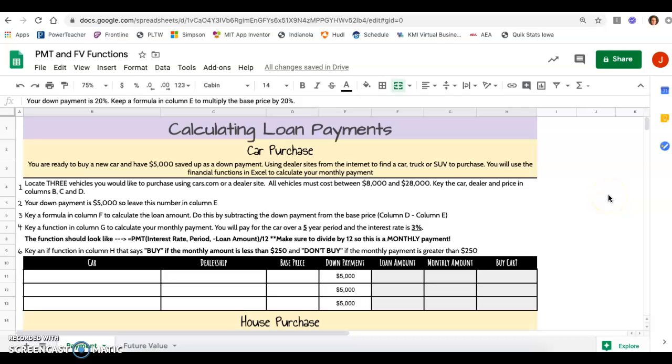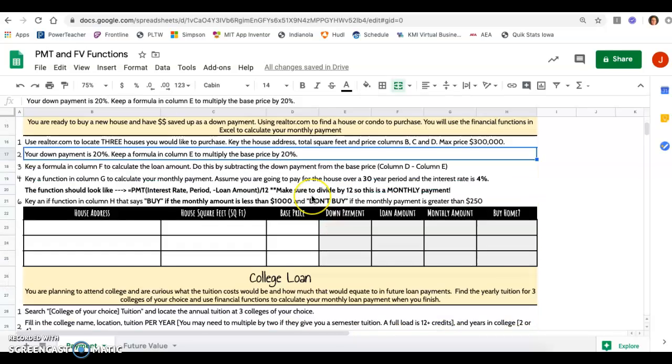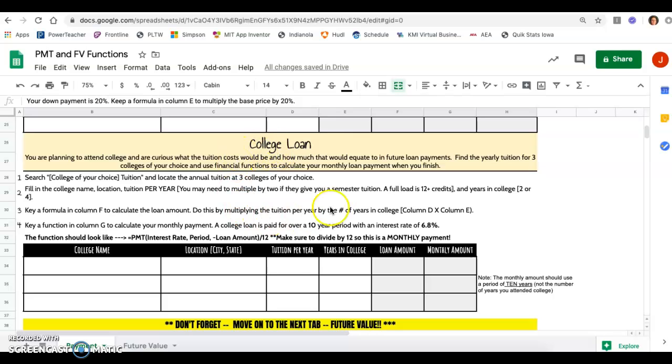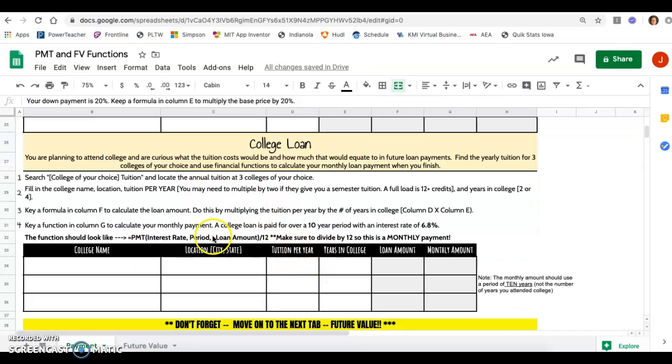Hey everybody, this is our PMT and FV functions assignment. This is something that some of you might find very valuable in a very short time. So we are going to be calculating the monthly payments for a car purchase, a home purchase, and then some student loans down here. So finding a car, a house, and tuition that we'll be paying.